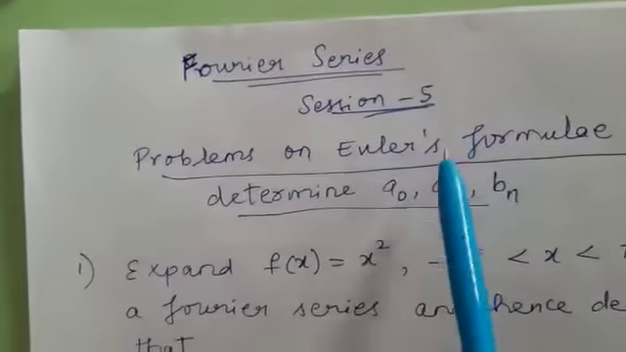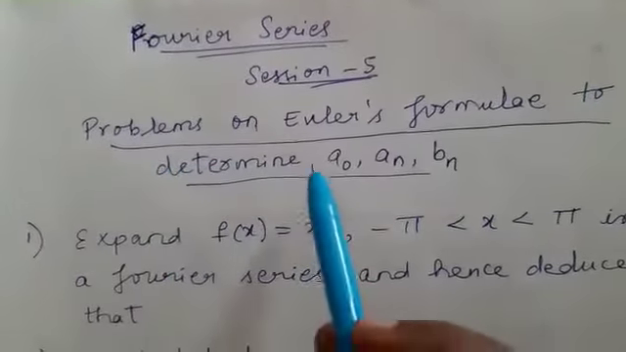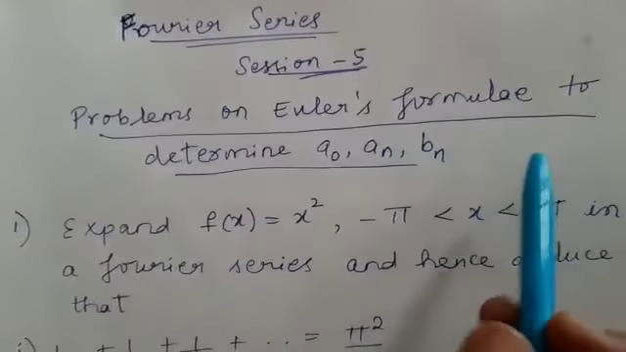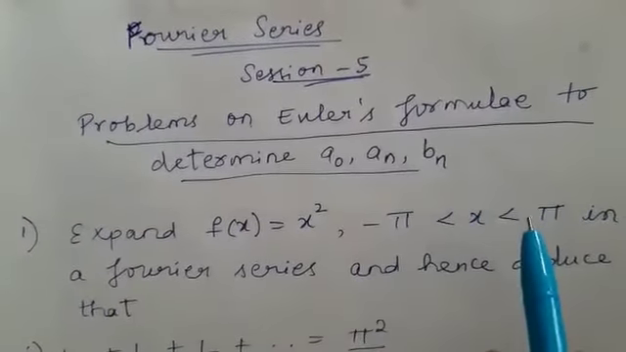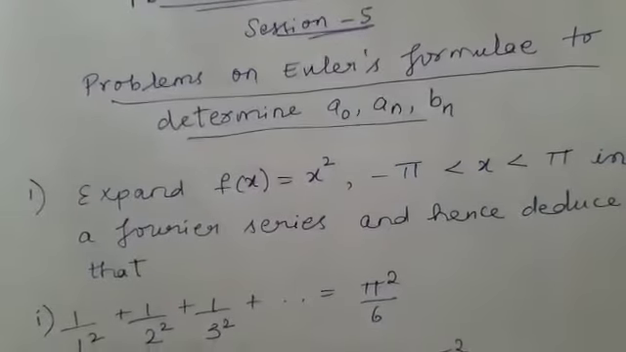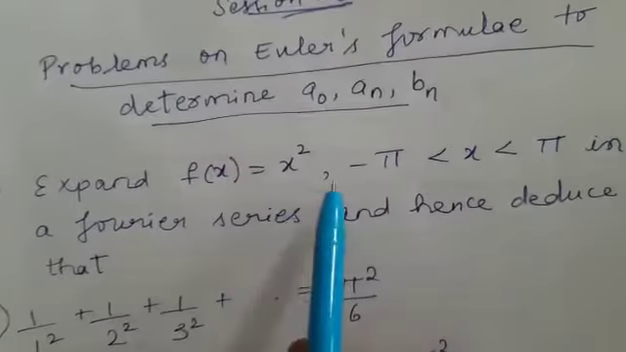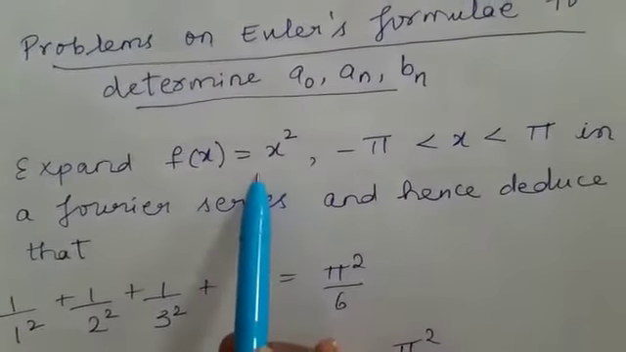Fourier series, session 5. In this session we are going to consider problems on Euler's formulae to determine A0, An and Bn. Now let us take the problem here. Expand f of x is equal to x square. F of x is equal to x square is our function.